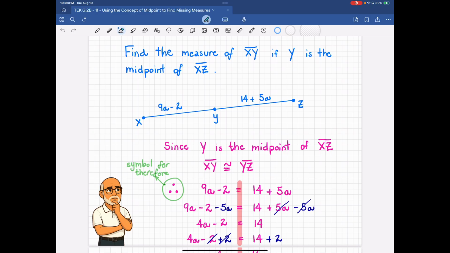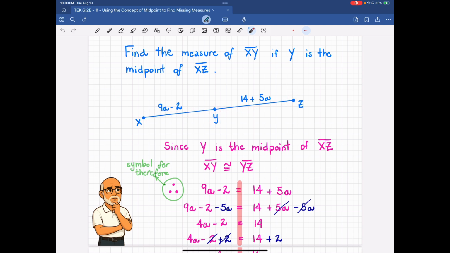The best way to understand this concept is actually to solve a problem. So let's work together on this one problem. The directions read, find the measure of line segment XY if Y is the midpoint of XZ. So we get a drawing, and this drawing looks like a line segment. The endpoints are X and Z, and the midpoint is Y.